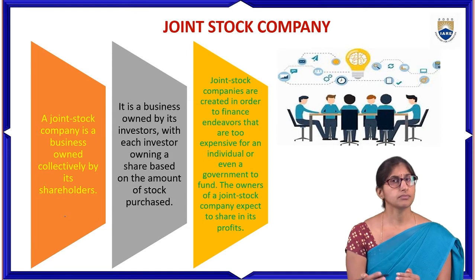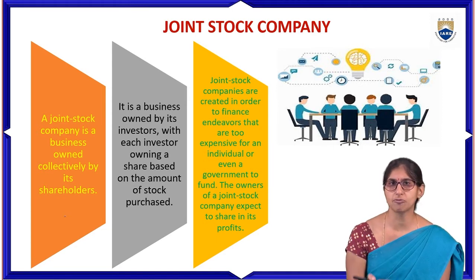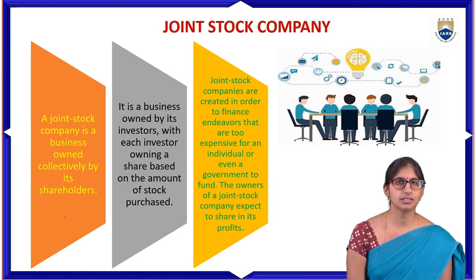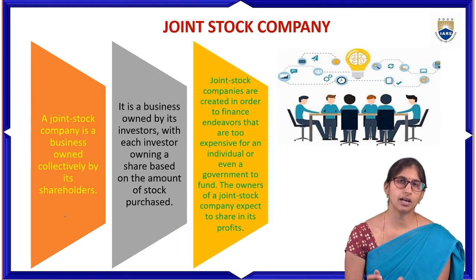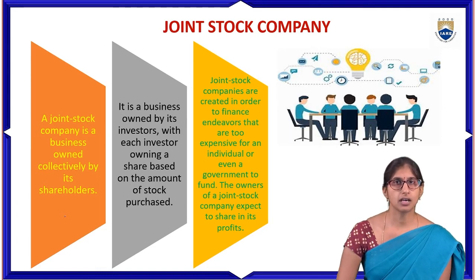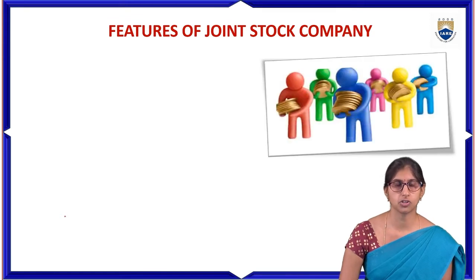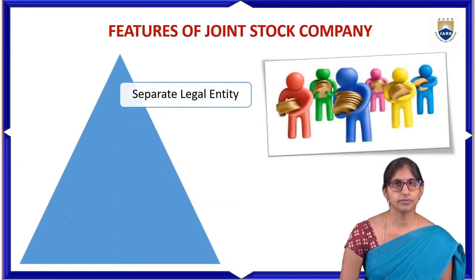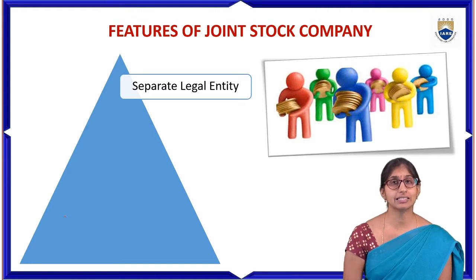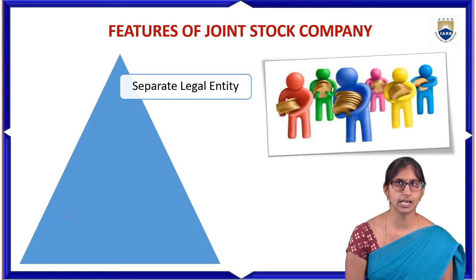Based on the shares they have purchased, they are going to have their profit on that particular share. So this is a company where many people come together to form a company. Let's further know about the features of a joint stock company. The very first feature is that it is a separate legal entity. So what is this separate legal entity?